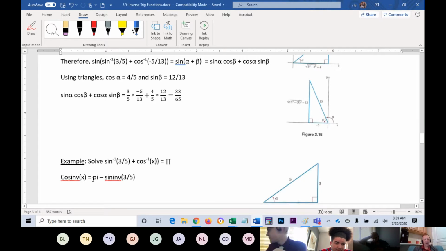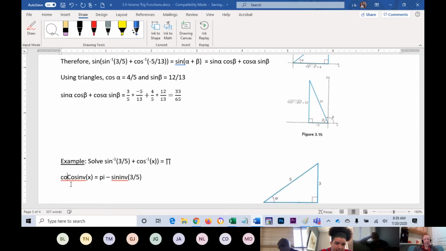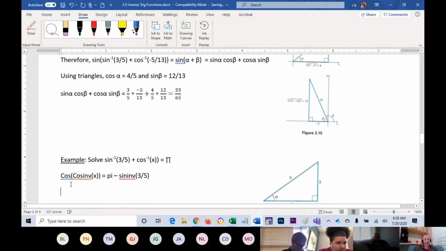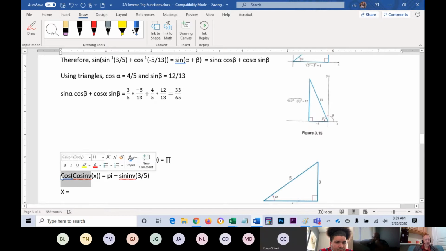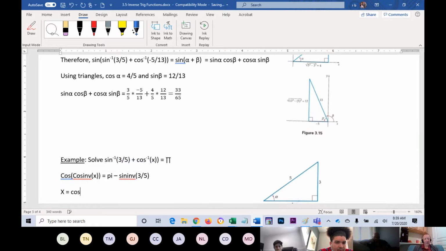All right. So now all we need to do is take the cosine of both sides, the cosine of the cosine inverse. That's just going to equal x, right? So these two will cancel each other out. Essentially, these are inverse functions. But of course, now I've got the cosine of pi minus the sine inverse. Let's call this alpha for a minute. Because remember, that's just going to represent our alpha, right?